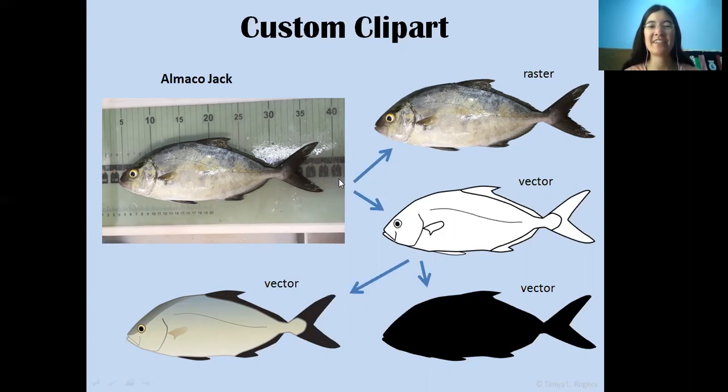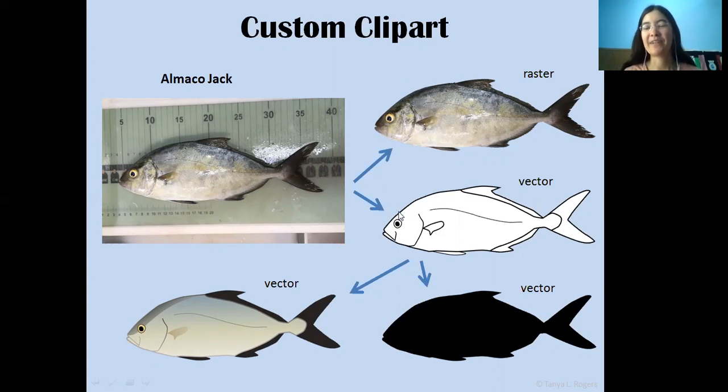So you could decide to keep this in raster and then use a raster editing program to delete the background and save it as PNG with transparency. And now you just have a photograph of a fish with no background. Another option is you can put this into a vector editing program, and we can create kind of an outline of this fish in vector, and I can show you. I will have a demonstration of how to do that.